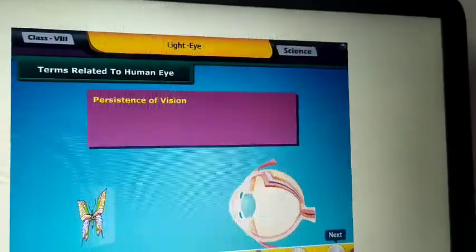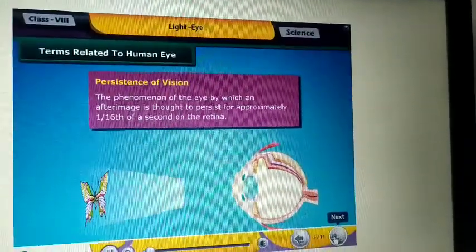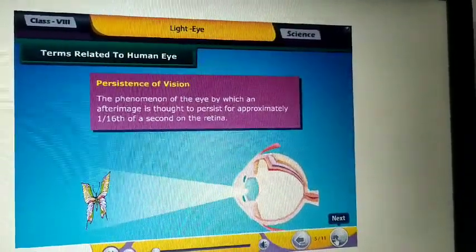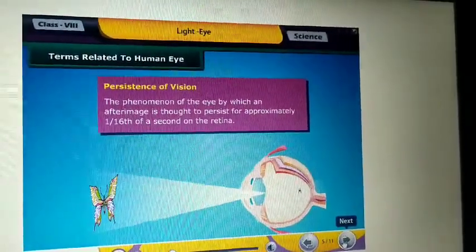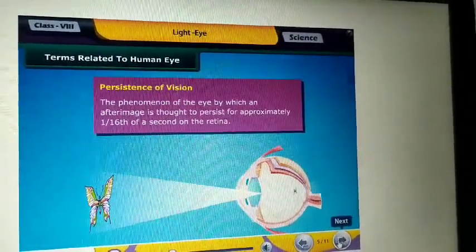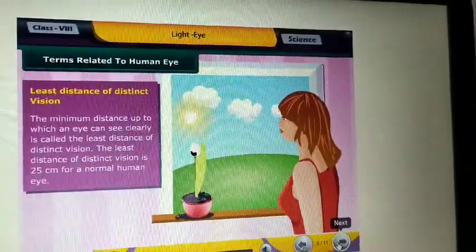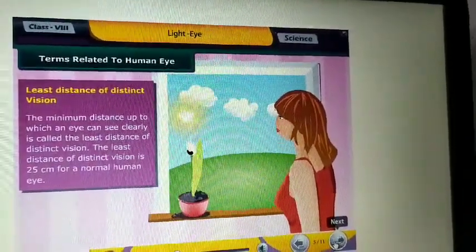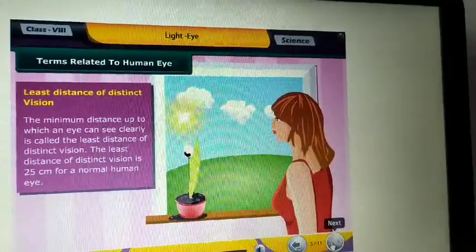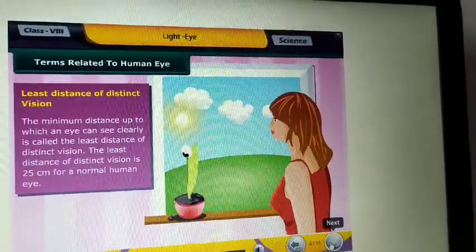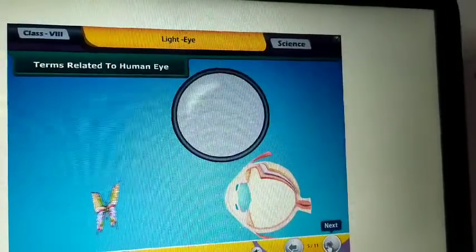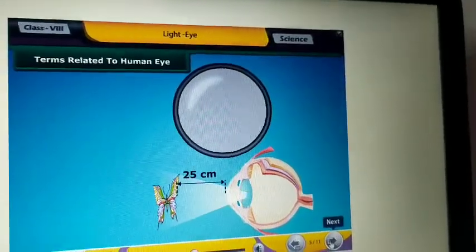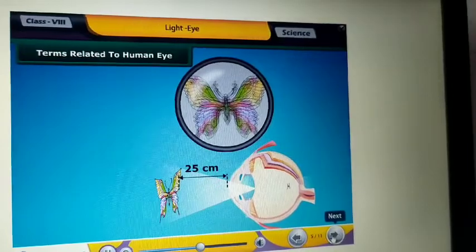Persistence of vision. The phenomenon of the eye, by which an afterimage is thought to persist for approximately 1/16 of a second on the retina. Least distance of distinct vision. The minimum distance up to which an eye can see clearly is called the least distance of distinct vision. The least distance of distinct vision is 25 centimeters for a normal human eye.